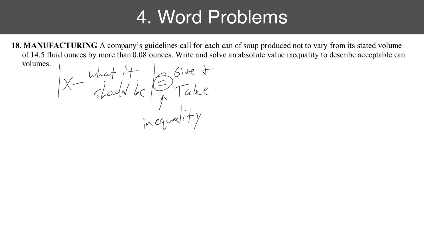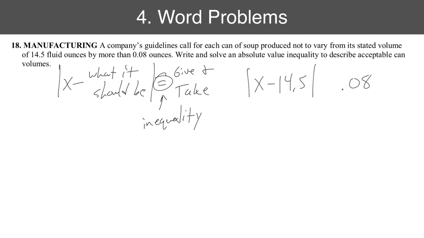So let's go on and fill in some stuff. So absolute value of x minus what it should be. It told us that the can should be a stated volume of 14.5 ounces. So we're going to do x minus 14.5. And then the give and take: it can fluctuate from that by 0.08 ounces. So the give and take will be 0.08 ounces.